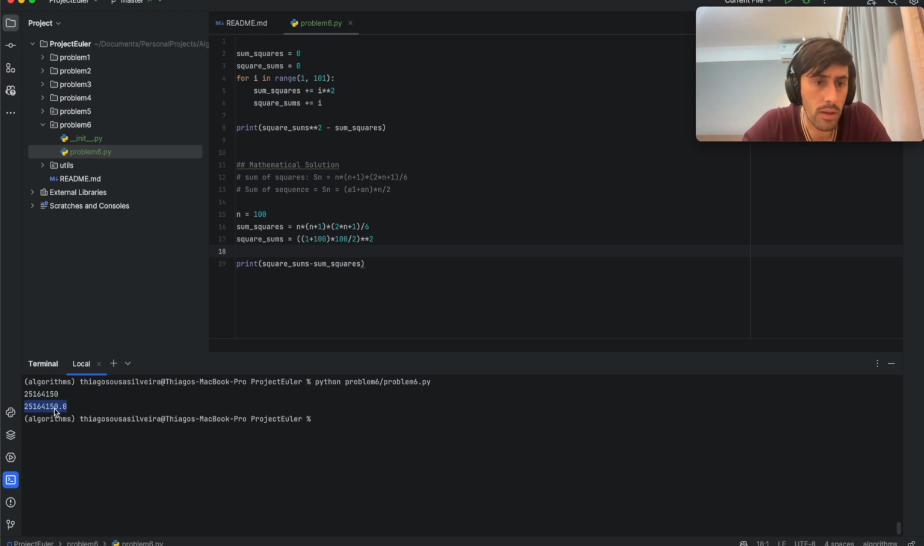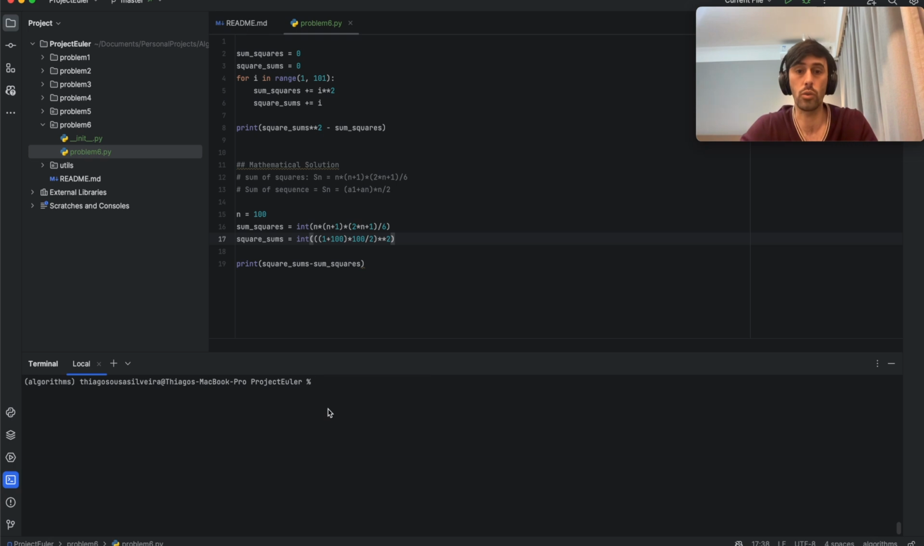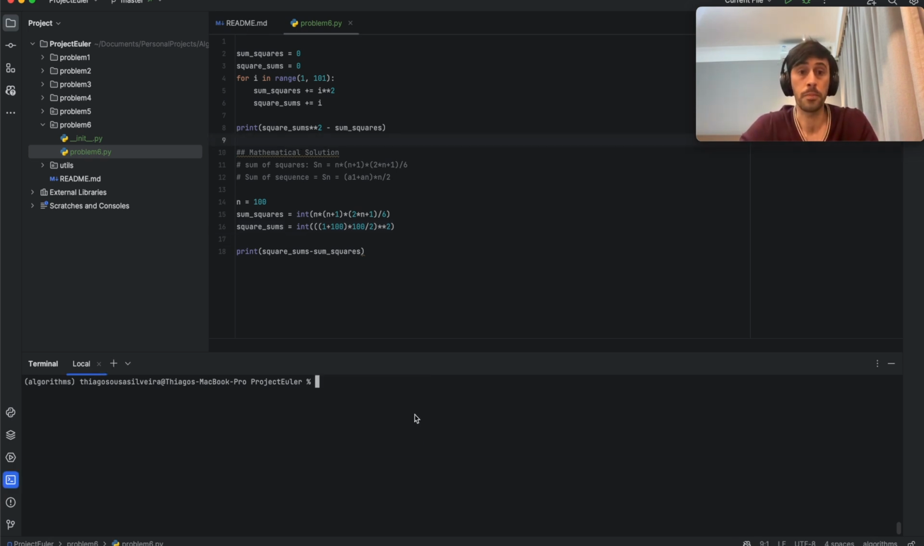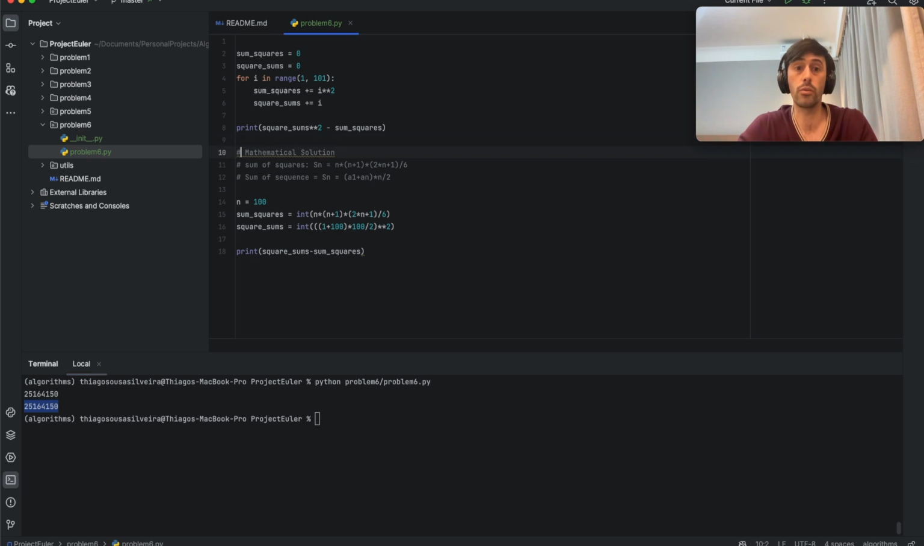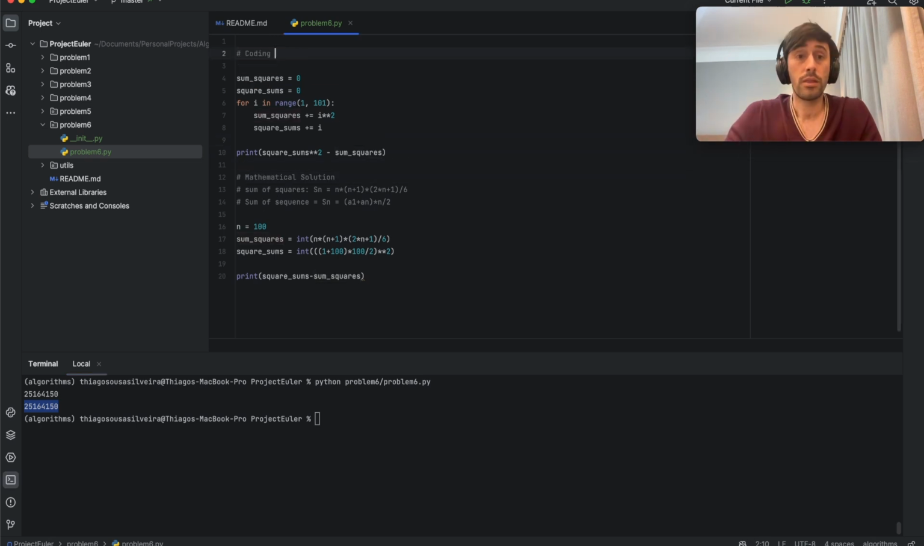However, this is in a float. Let's just make it an integer, right? All of this I want to make an integer. And I also want to make this an integer, just to make sure that we have the right data types. Okay? And yes, then we have both the solutions giving the same results, and we know this result is correct. Thank you so much for watching, and we see each other in the next problem.